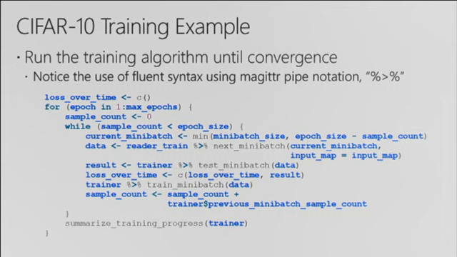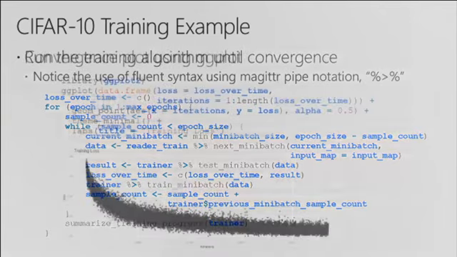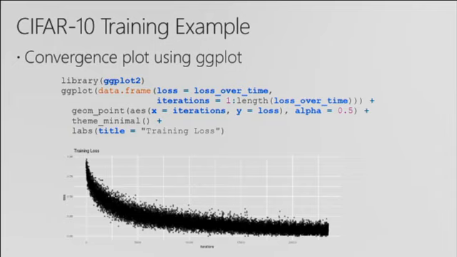Notice the use of this fluent syntax using magrittr pipe notation, which is very good, easy to use. And then we also have integration with ggplot. So in this particular example, you can plot essentially all the loss values over training for all the mini-batches. And so you just get this figure. That's very nice to see.